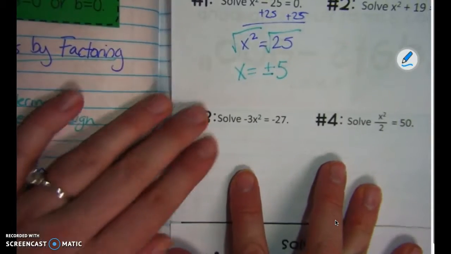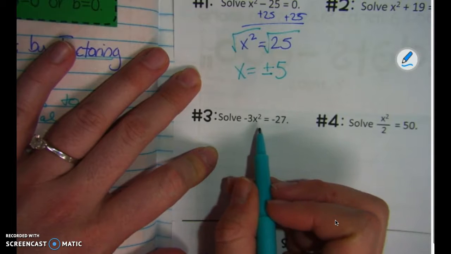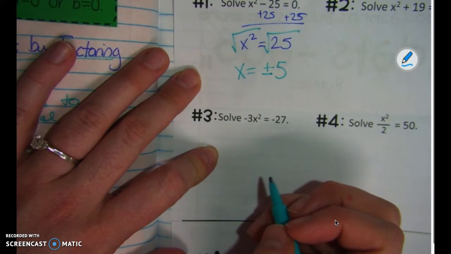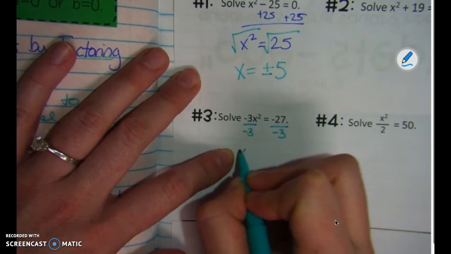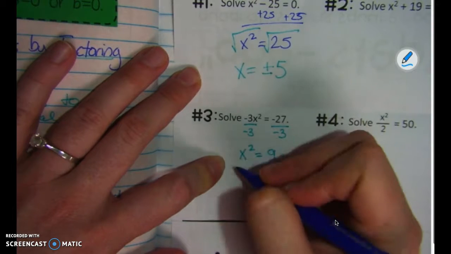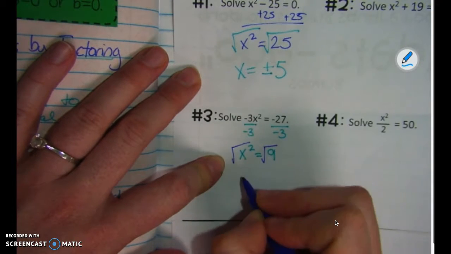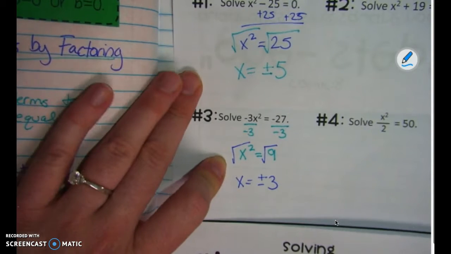All right. So now down here, how would we be able to isolate x squared? What would we have to do, Joe? Beautiful. Divide by negative 3. So we get x squared equals 9. And square root, x is going to equal plus or minus 3.